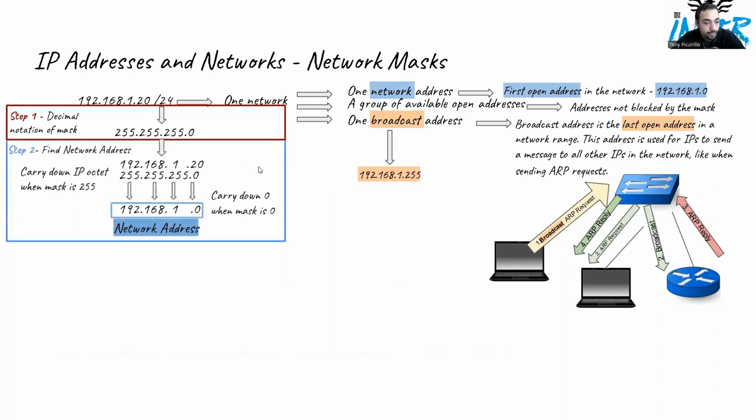In step 2, we're going to find the network address. We do that by first carrying down the octet of our IP each time the mask octet is 255. So this is 255, so we're going to carry down 192. This is 255, we're going to carry down 168. This is 255, we're going to carry down the 1.